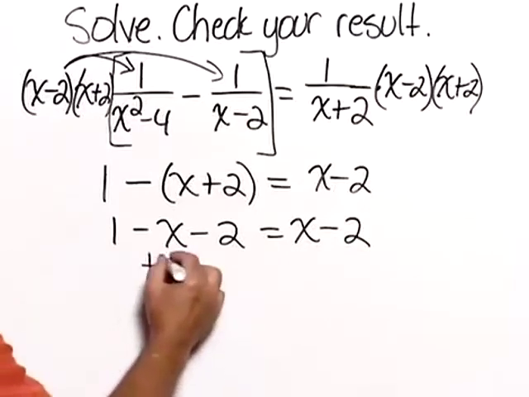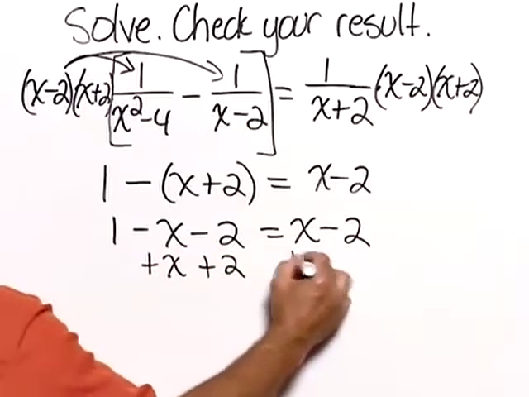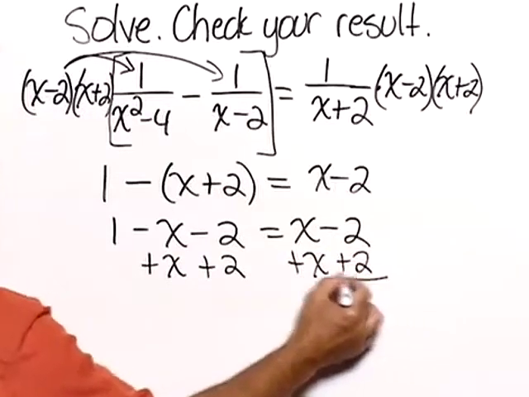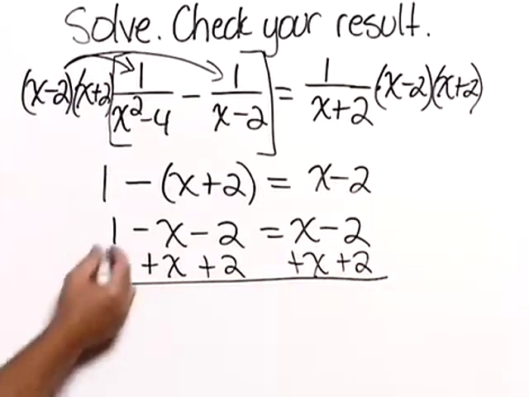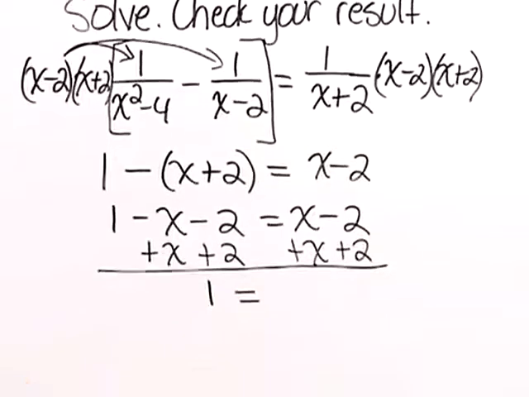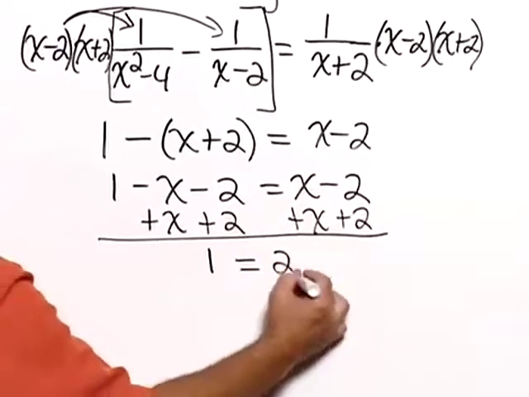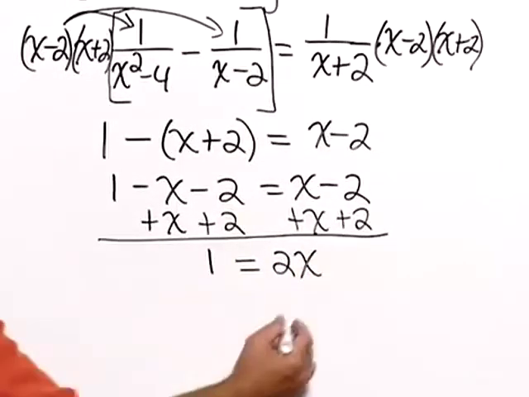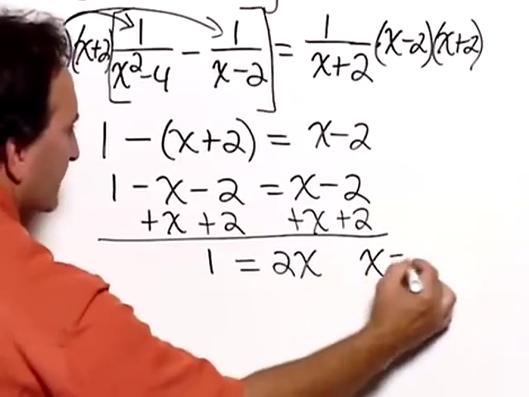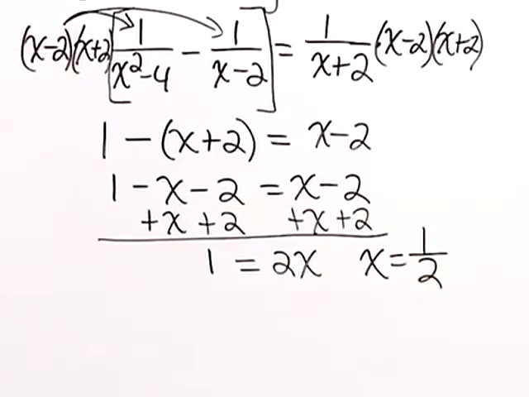Let us add x and add 2 to both sides. On the left-hand side, the result is 1, and on the right-hand side, the result is 2x. Therefore, we can say that x is equal to 1/2.